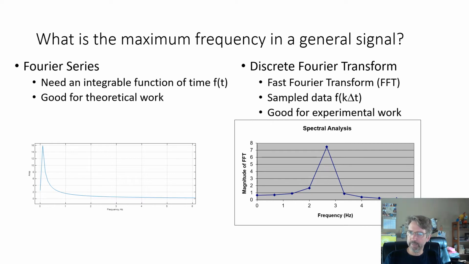The second method is the discrete Fourier transform, or the fast Fourier transform, which is the FFT. And it is for sampled data. So if we're sampling data, we can use the FFT to find the frequency content in the signal, so it's good for experimental work. But since you're dealing with sampled data in the beginning, you have to make sure that you sample fast enough to avoid any aliasing. So sometimes you'll use a fancy system to take this experimental data.